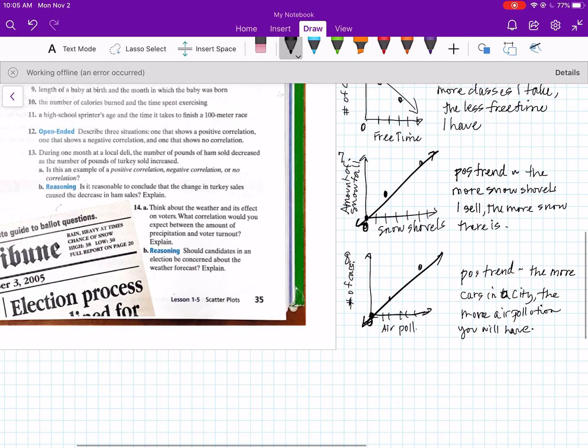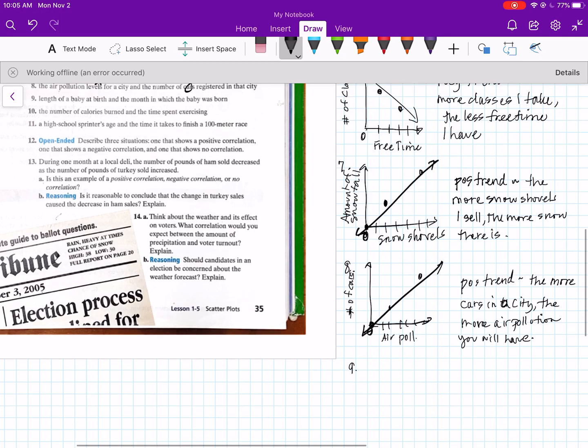Okay, last but not least, I think you're starting to get the idea. Number 9. It says the length of a baby at birth. So that's going to be our X, the length of a baby at birth, and the month the baby was born. Okay, so again, I just do quadrant 1 because this is all positive. There's no negative numbers here. So length of baby at birth, and then the month they were born. All right, usually a baby starts with some kind of length. They don't just pop out and magically grow 19 inches. So they grow with some kind of length.